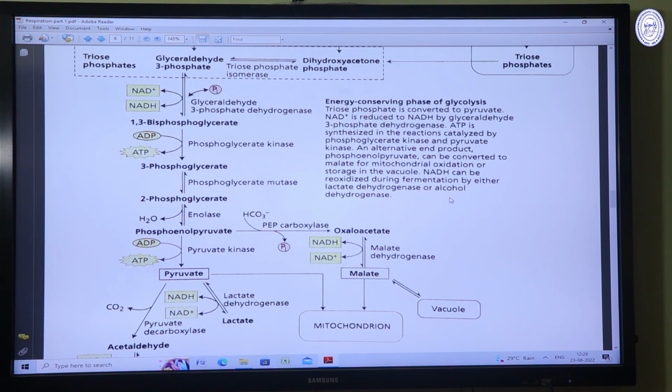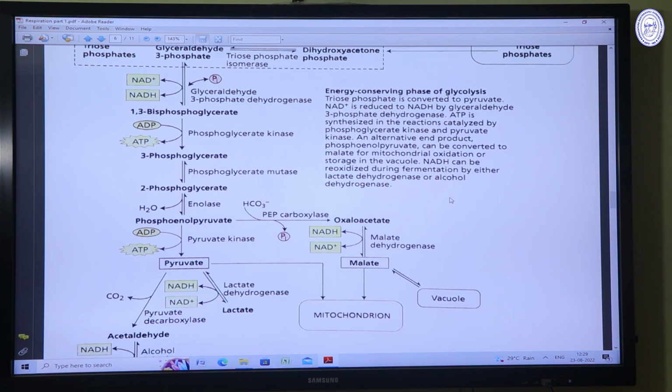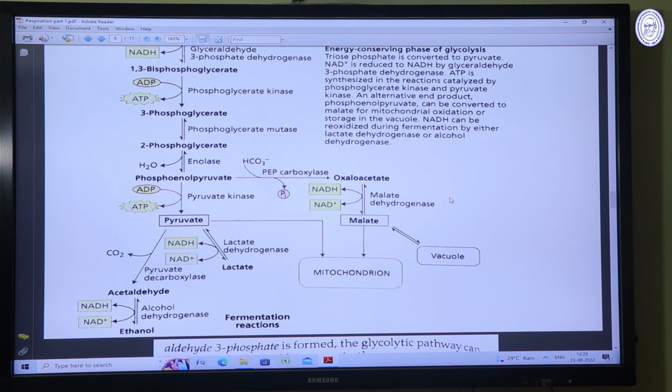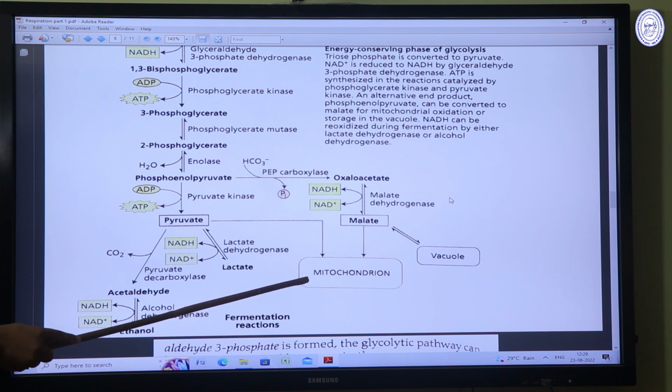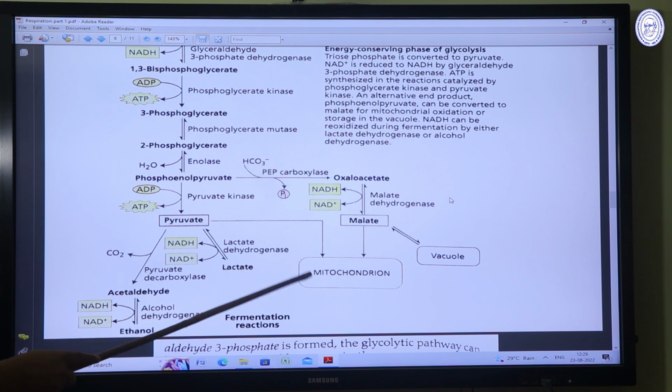Now, pyruvate, what will happen at pyruvate? Pyruvate ultimately, in the mitochondria, will go into citric acid cycle. In another way it will ultimately be converted into ethanol through fermentation reactions.